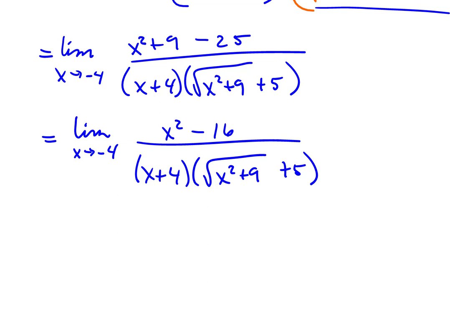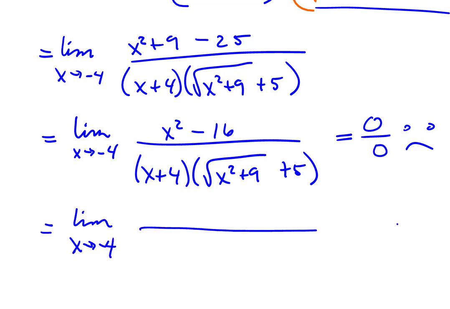But as you'll note, even if you tried it right now, you would still get 0 over 0, which means we're still sad. We haven't quite fixed our problem yet, so we keep going. Now notice this numerator of x squared minus 16. That is a difference of two squares.